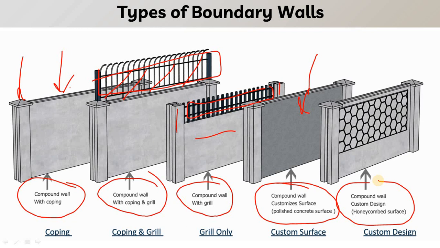Okay, so these are basically the wide range of the boundary wall, starting from normal, then with grill, then we have the coping, we have the colored concrete, or we can say customized surface, and last but not the least, we have customized design, or we can say designed external design surfaced boundary wall.